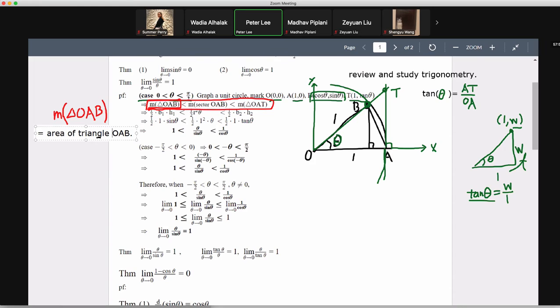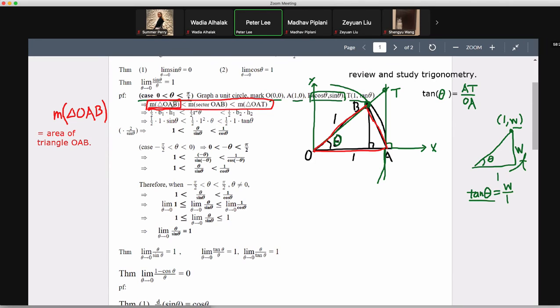Let me just write it like this. The m of triangle OAB refers to the triangle OAB. If we look at the diagram, the triangle OAB is this guy right here. So the triangle OAB is over here. Again, the triangle OAB. Now what is the next one?